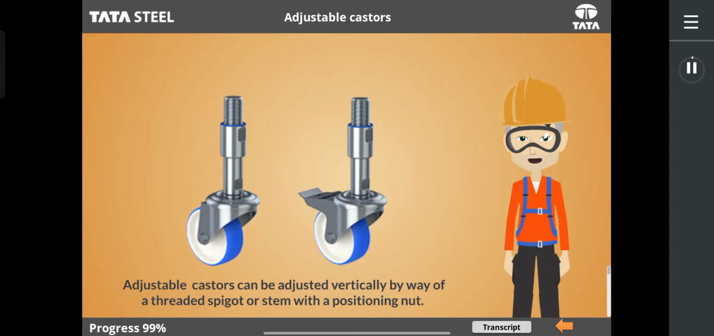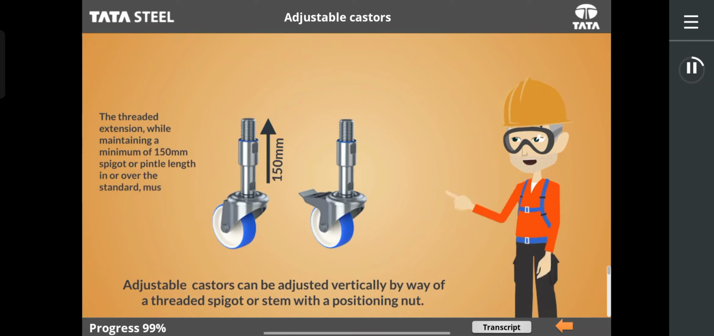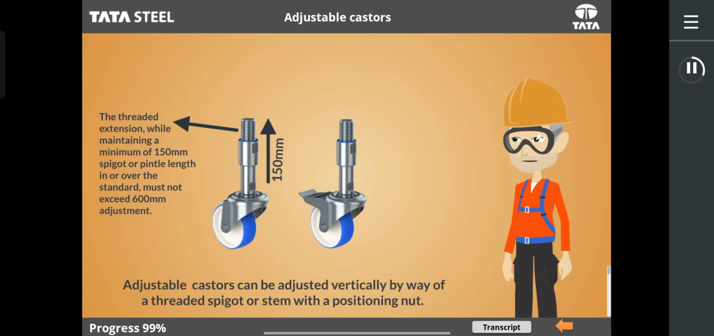Adjustable casters have the same requirements as a normal caster but can be adjusted vertically by way of a threaded spigot or stem with a positioning nut. The threaded extension, while maintaining a minimum of 150 mm spigot or pintle length in or over the standard, must not exceed 600 mm adjustment.